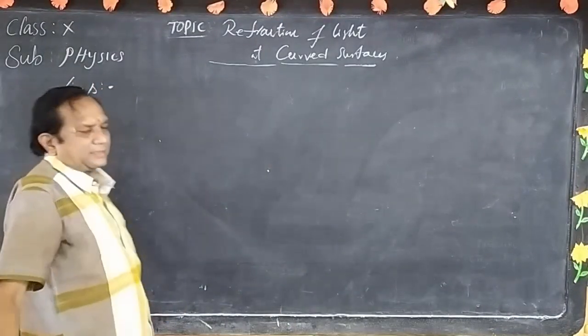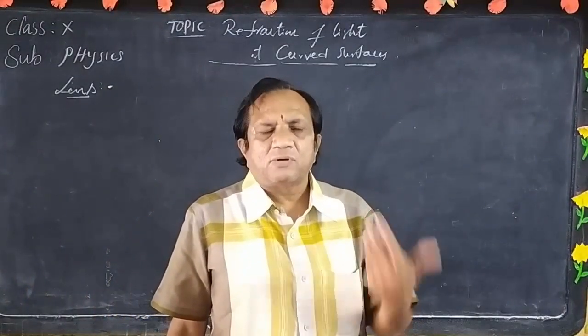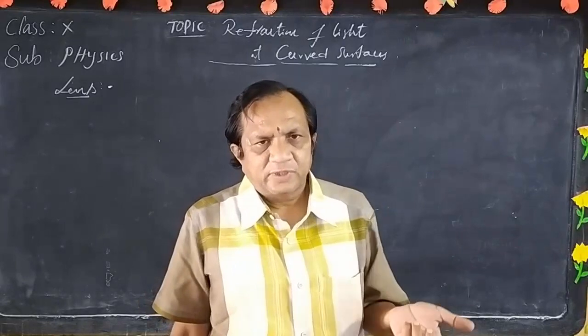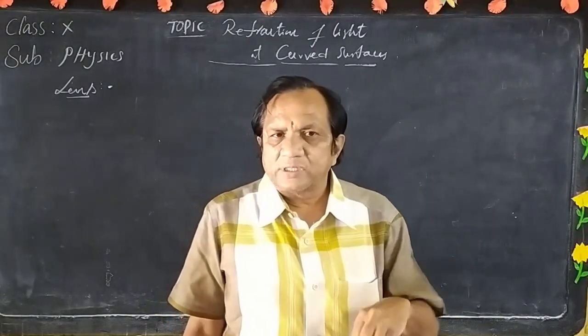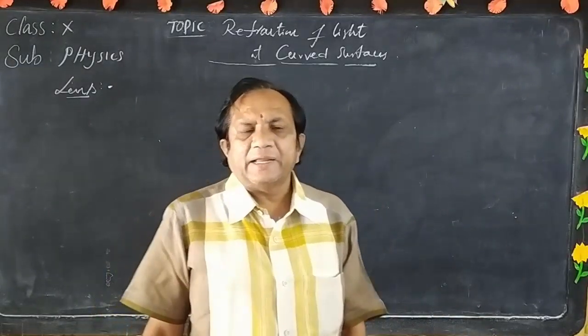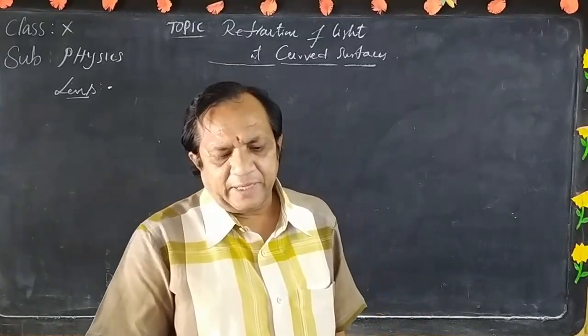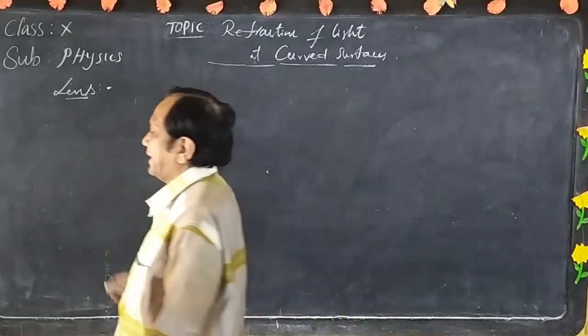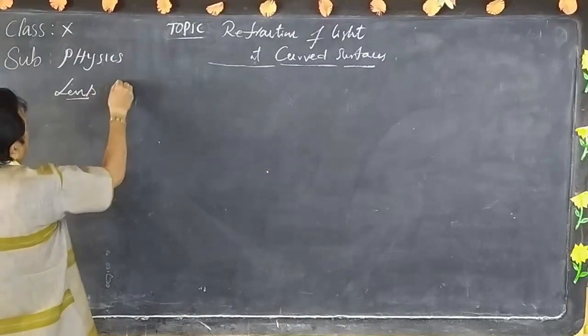Optical lenses are very important for vision, for all of us. It is very useful. So how will this lens be made and what is the principle involved in it? The working of a lens is based on refraction of light. So what is the principle of a lens?